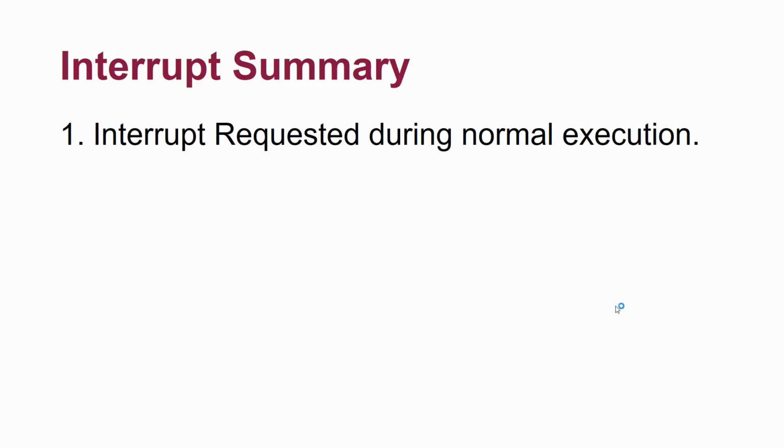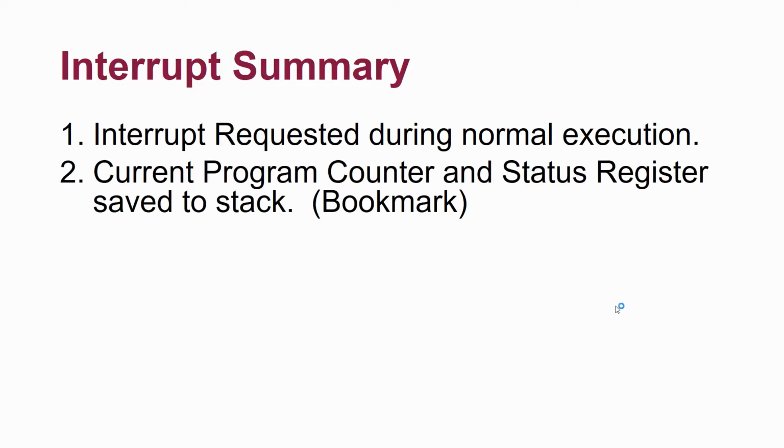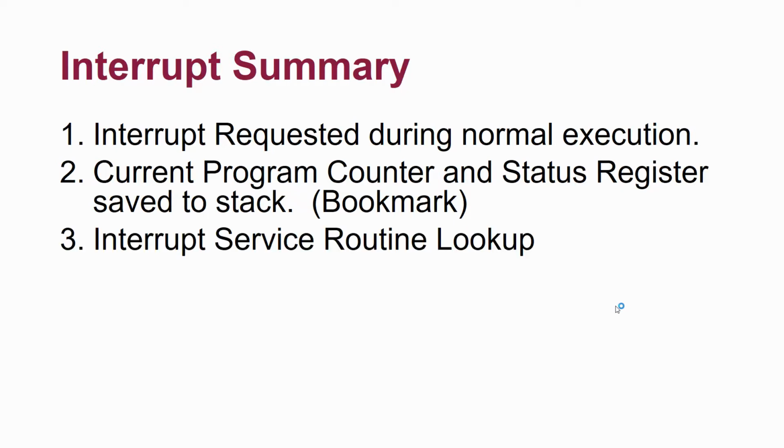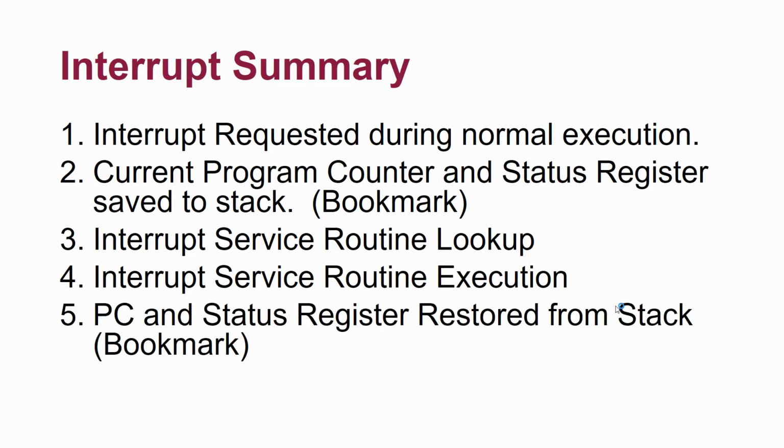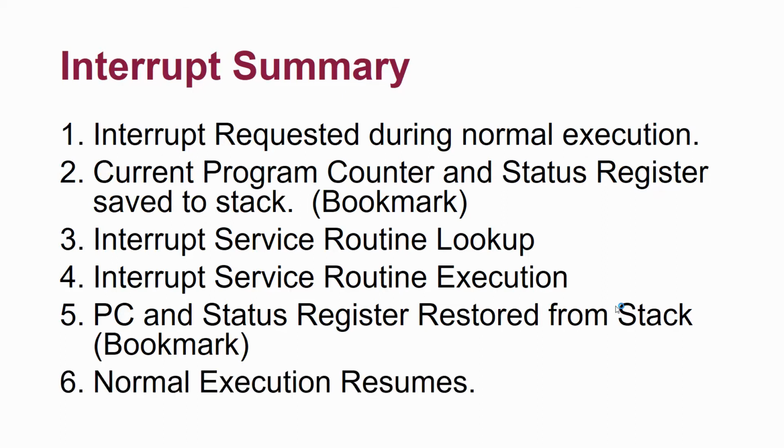So the basic process for handling an interrupt is that an interrupt service request, or interrupt, is requested during normal execution, and we pause execution by saving the program counter and the current status register onto the stack. We make sure we bookmark it. Then we look up the interrupt service routine based on the interrupt request number. We execute the interrupt service routine. Then we restore the program counter and status registers from the stack, and we basically look up our bookmark and figure out where we left off. Then we resume normal execution of our program.